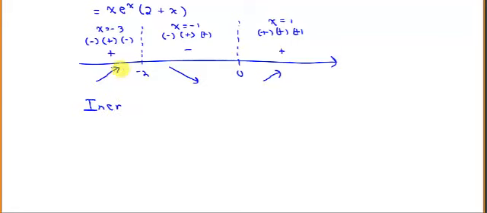It's increasing on this first interval, negative infinity to negative 2. To remember, we get the endpoints here. It's increasing also on 0 to infinity. And again, we get the endpoint because this is a continuous function. And decreasing on the closed interval from negative 2 to 0.